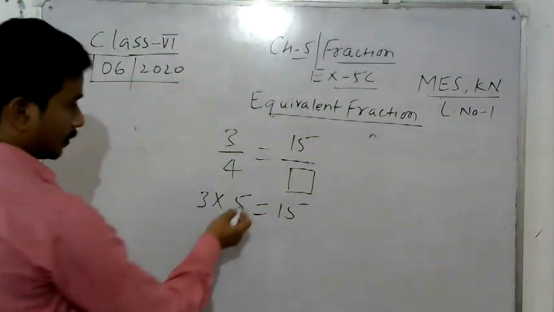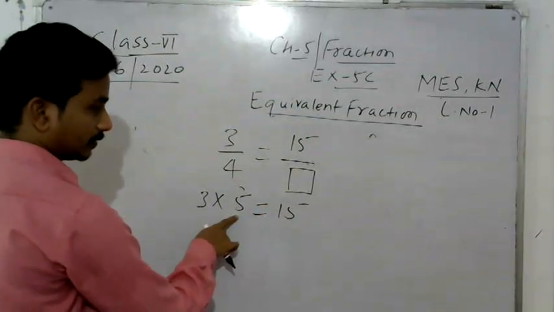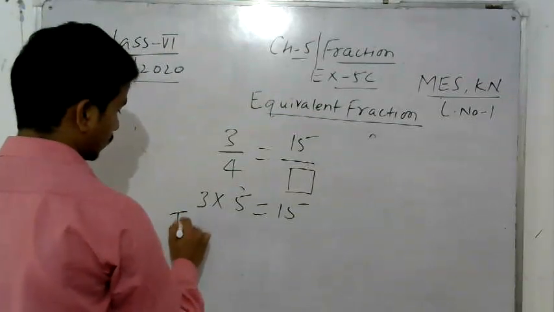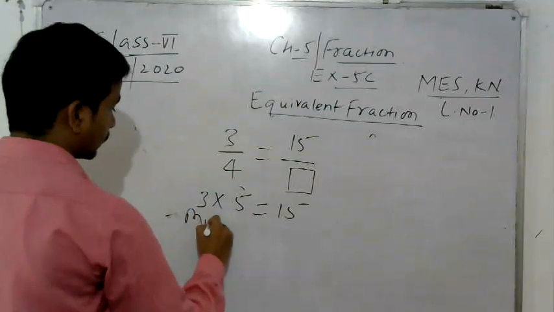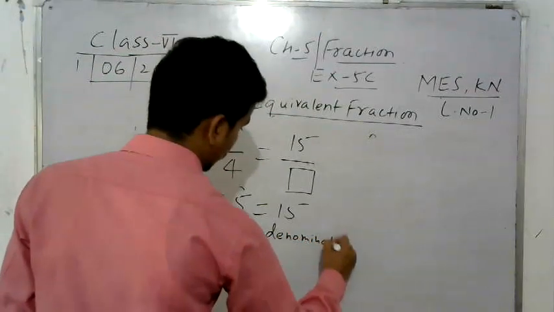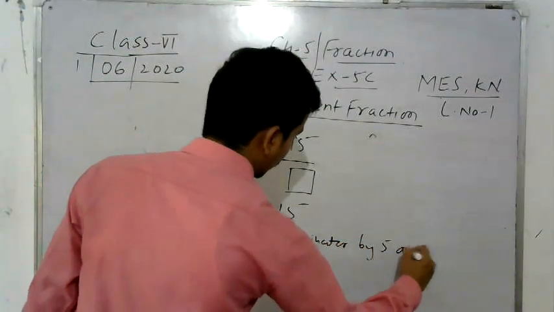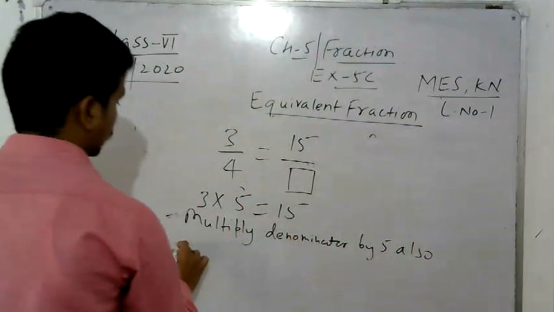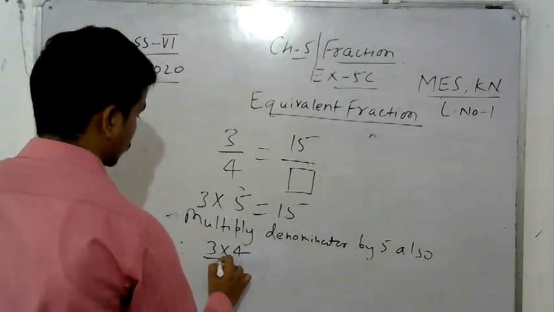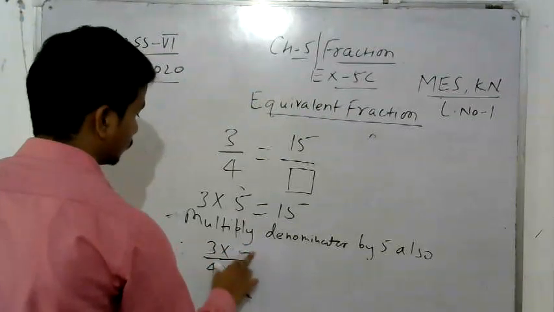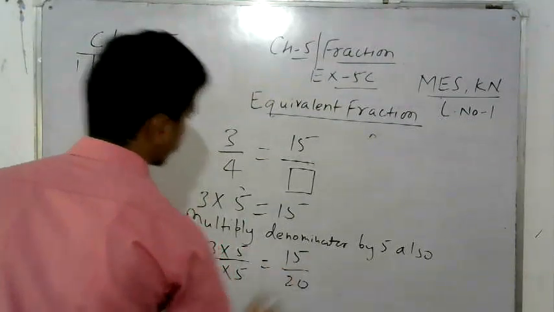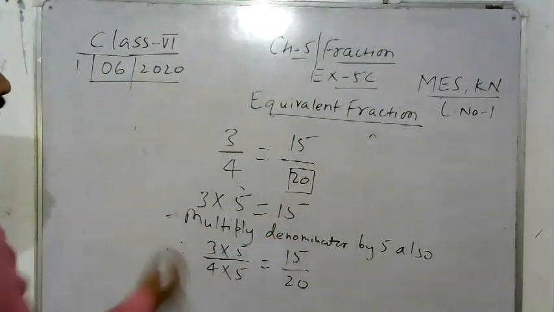3 fives are 15. So if we are multiplying the numerator by 5, then to make an equivalent fraction, we have to multiply the denominator by 5 also. So therefore the equivalent fraction will be equal to 3 into 5 divided by 4 into 5. What will you get? 3 fives are 15, 15 by 20. So 20 is the answer. In this way you will solve this type of problem.